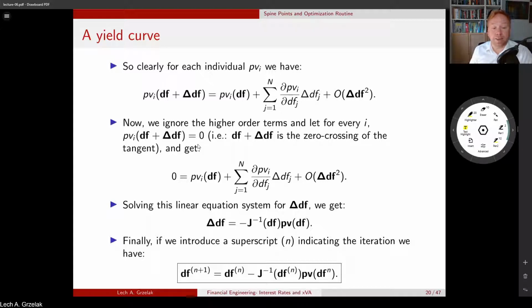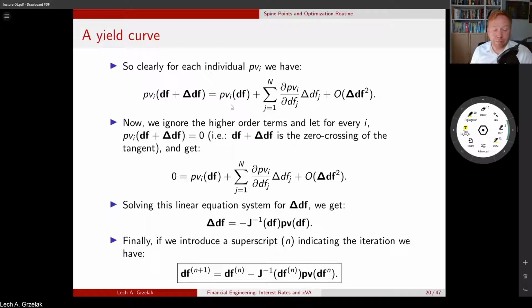Okay, next step is to set this next iteration, for each individual instrument, to 0. This means that we are enforcing the condition that the next iteration has to be equal to 0. And that's actually the target of our optimization routine. So once we define it, fix it at 0, then we have the following steps.